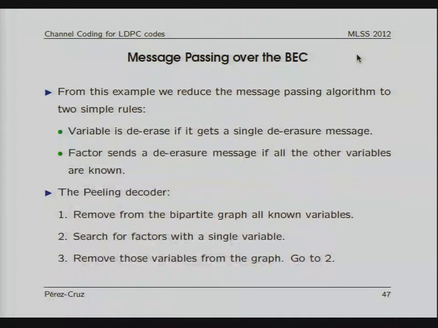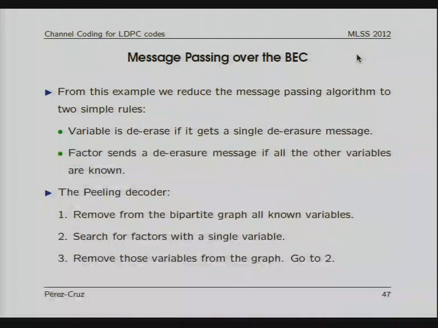A variable is erased if it gets a message from any of the factors. And a factor sends a message to some variable that is erased, telling you what the value is, if you know every other variable. That's the thing. The way you implement the decoder is very simple, and this is something that you can do very, very easily.